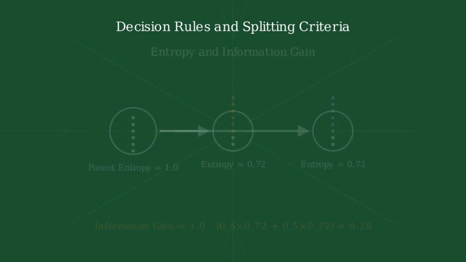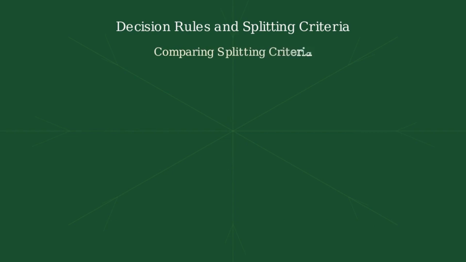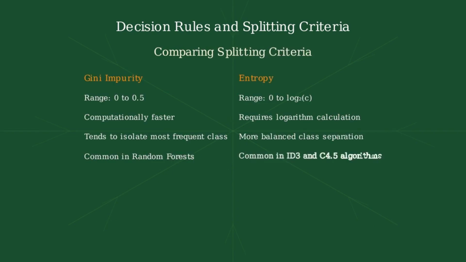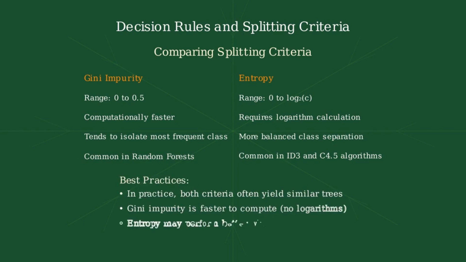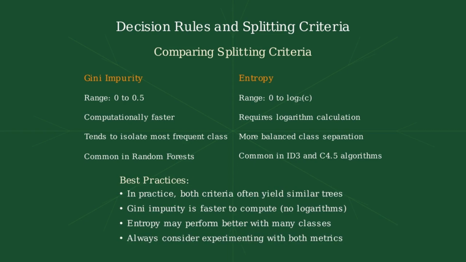Let's compare Gini impurity and entropy as splitting criteria. Both are valid measures of node impurity, but they have subtle differences. Despite these differences, both criteria often produce similar trees. Gini impurity is computationally more efficient since it doesn't require logarithm calculations. When dealing with multiple classes, entropy may sometimes perform better.